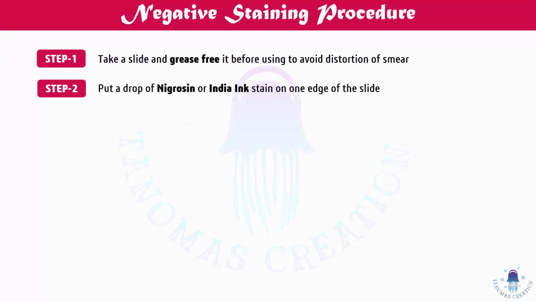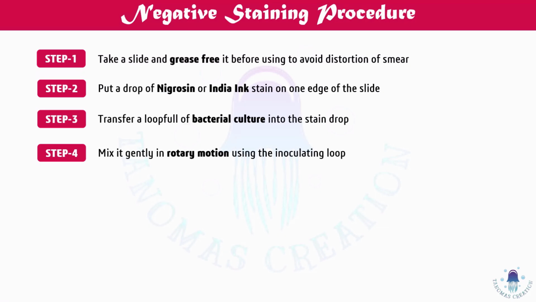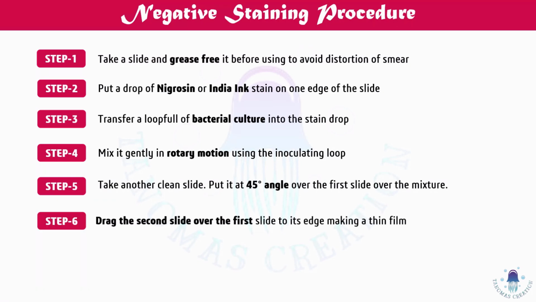In step 2, we put a drop of nigrosin or India ink on one edge of this clean slide. After that, we add a loopful of bacterial culture into this stain drop. Then we mix the stain drop with the bacterial culture using a sterile inoculating loop, moving it in a rotary motion, and mix it well. Then we take another clean slide and put it over the stain at a 45-degree angle. Now we drag this second slide over the first one to its edges, making a thin film.